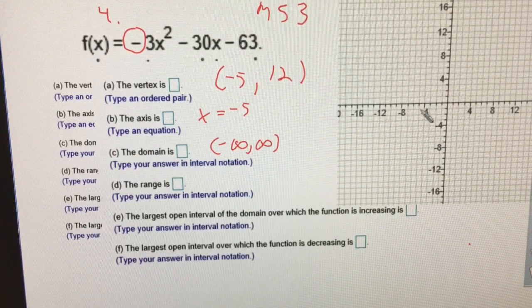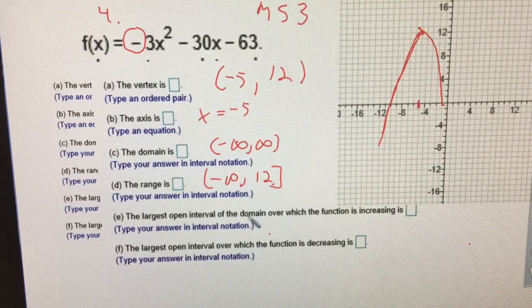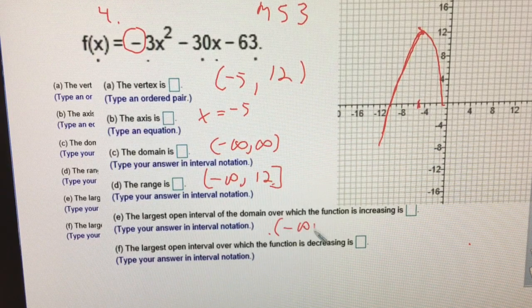The range, well, if I go to -5 up to 12, the range is going to be from -infinity up to that value, because it's coming from the depths. And that value is going to be the y value of 12. Bracket on the 12, by the way. The largest open interval of the domain over which it is increasing is going to be from -infinity all the way up to that x value of -5. So parentheses, -infinity to -5, but it's a parenthesis on the increasing part. Decreasing is going to flip, from -5 to infinity.